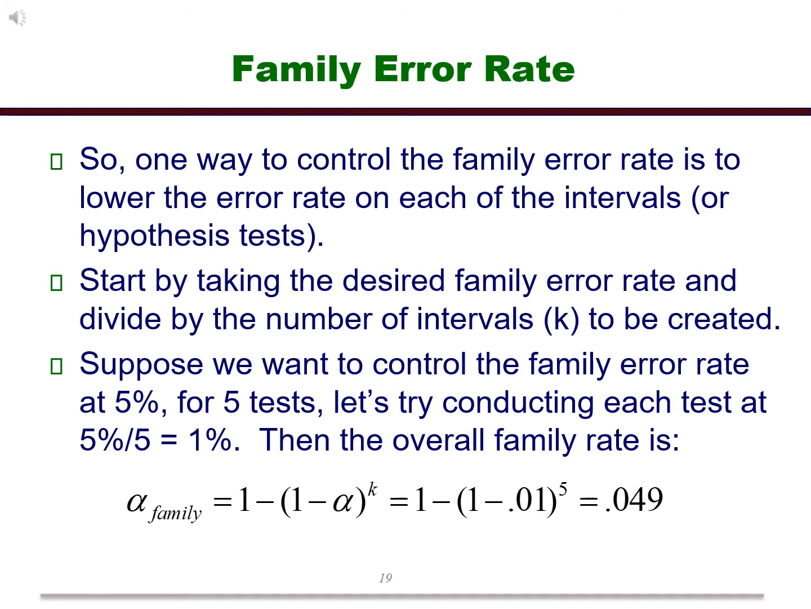So one way to control the family error rate is to lower the error rate on each of the individual intervals or hypothesis tests. Start by taking the desired family error rate and dividing by the number of intervals to be created. Suppose we want to control the family error rate at 5% for 5 tests. Let's try conducting each test at 5% divided by 5, or 1%. We can see from the formula that the overall family rate is 0.049, very close to our target of 5%.